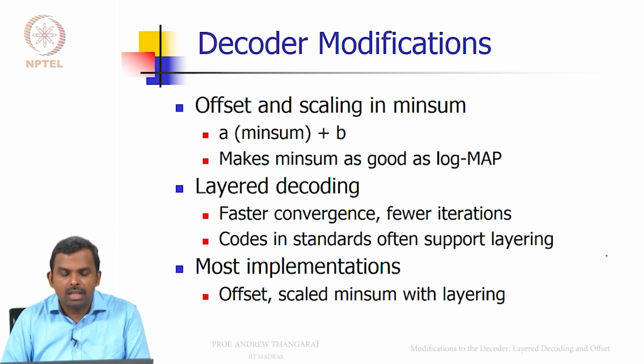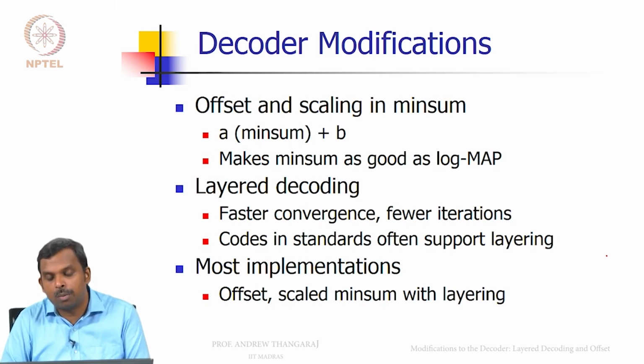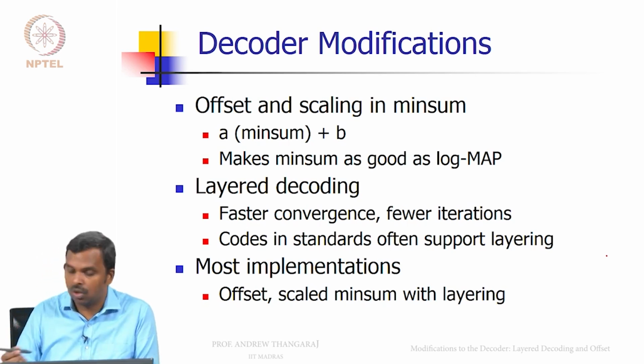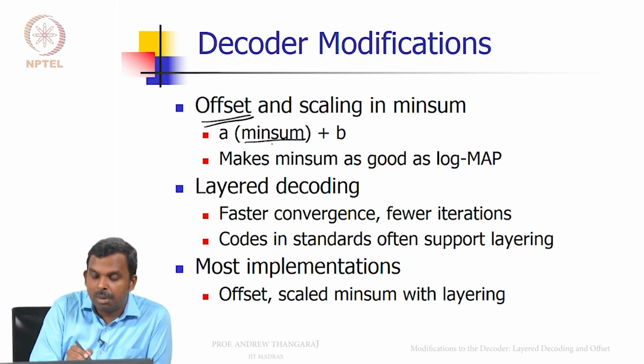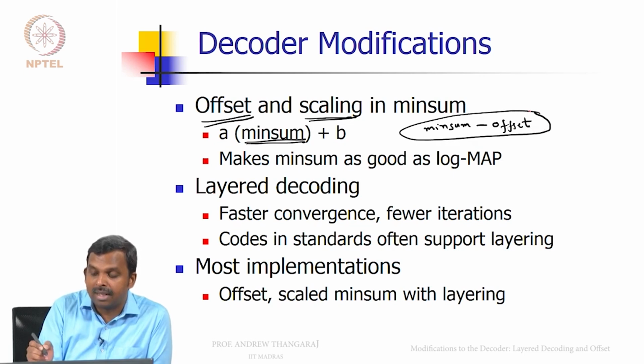Okay. So, it turns out min-sum is a pretty useful approximation. Now, to improve that approximation, people typically use offset. Okay. So, instead of just taking the minimum of the two values, you take some constants a and b, multiply with that and add b. Okay. So, typically scaling is not something we will use. We will simply use min sum minus some offset. Okay. So, this is very popular in practice.